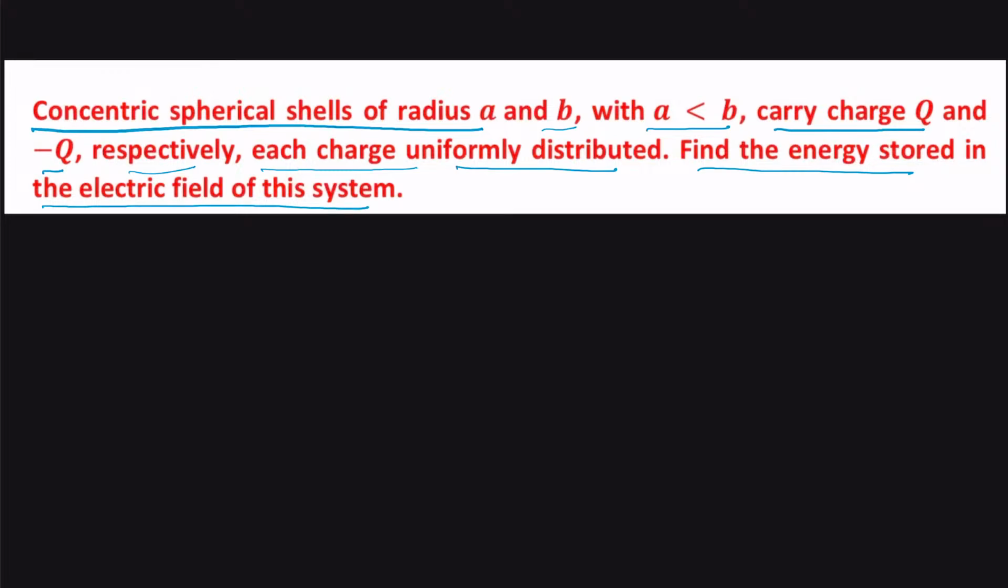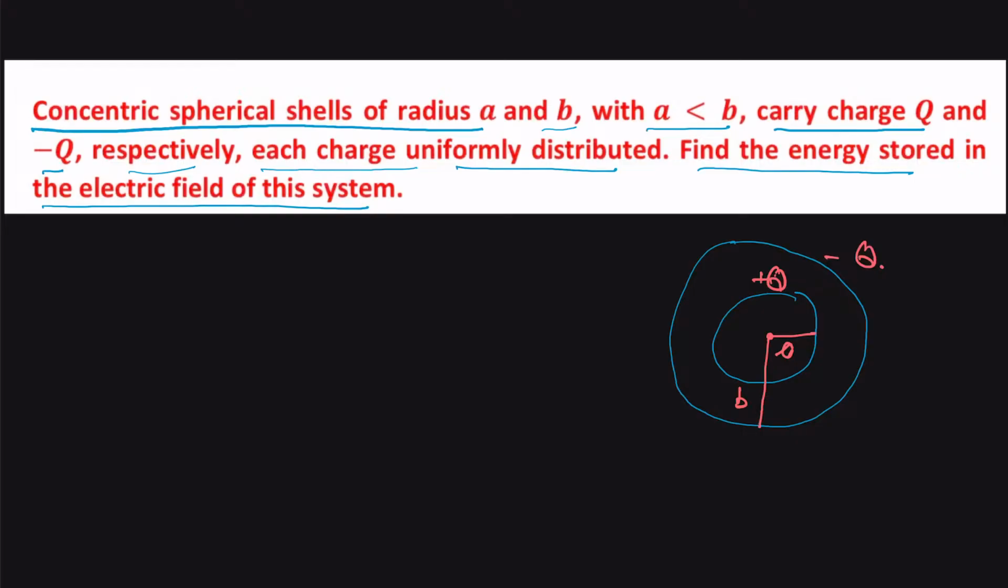So we are given spherical shells, and this is the center. The inner one has a radius a and the outer one has a radius of b. Okay. And the inner one is given a charge of plus q and the outer one has a charge of minus q. So we have to find the energy stored in this entire system.